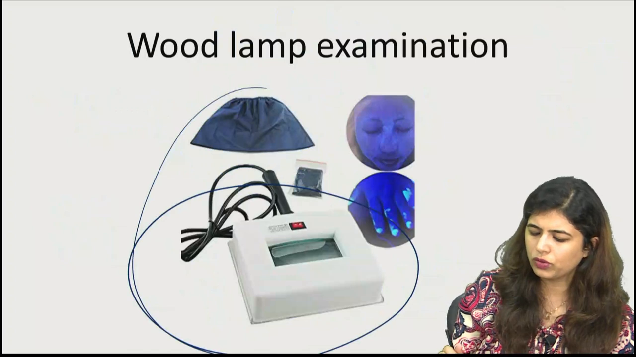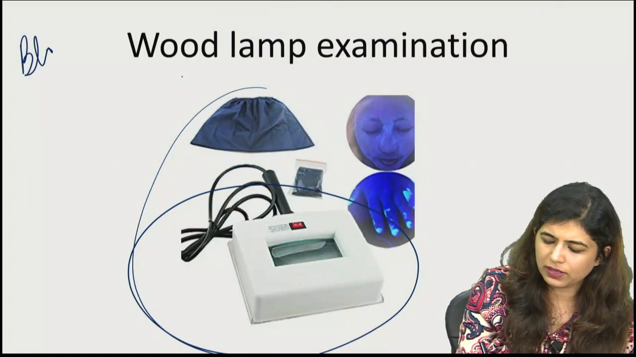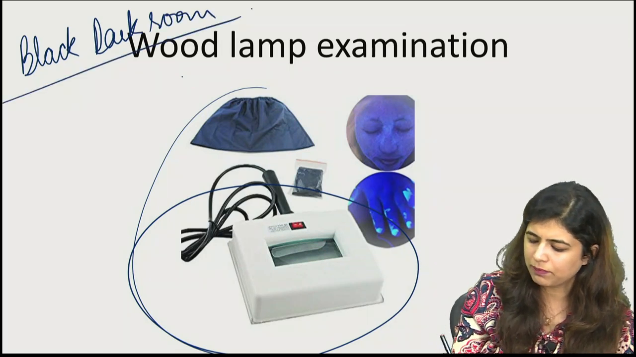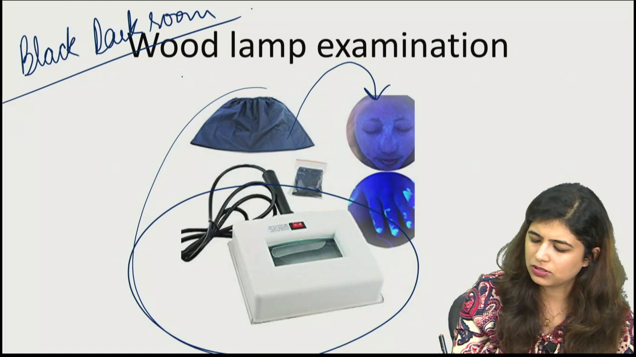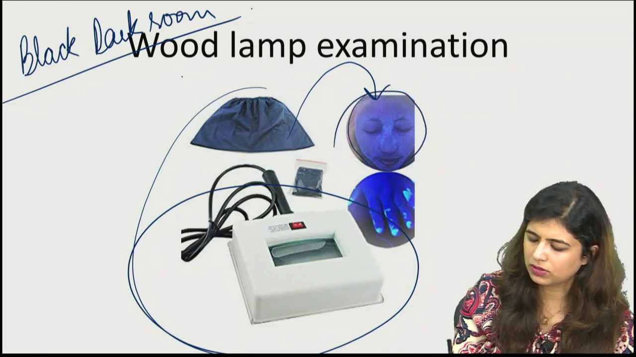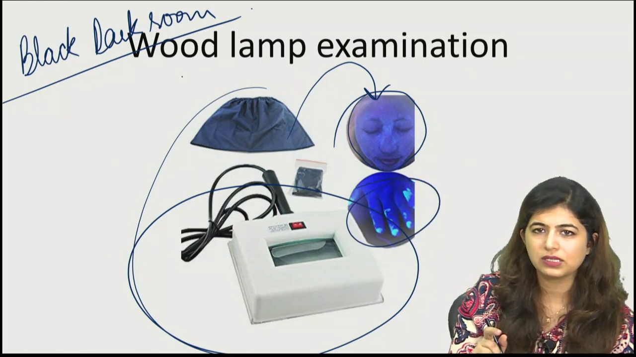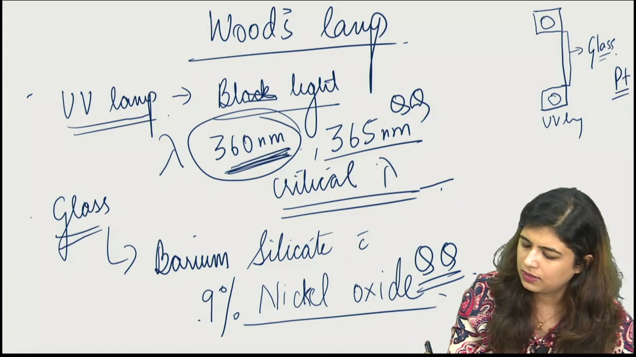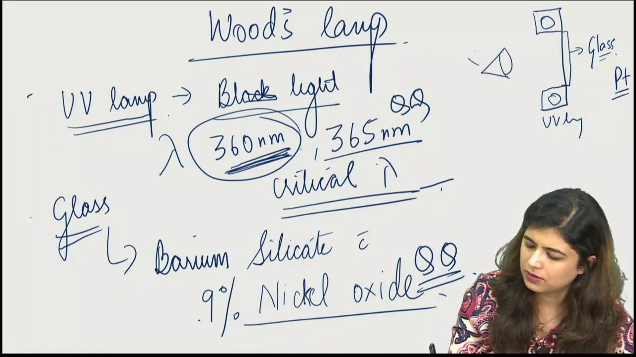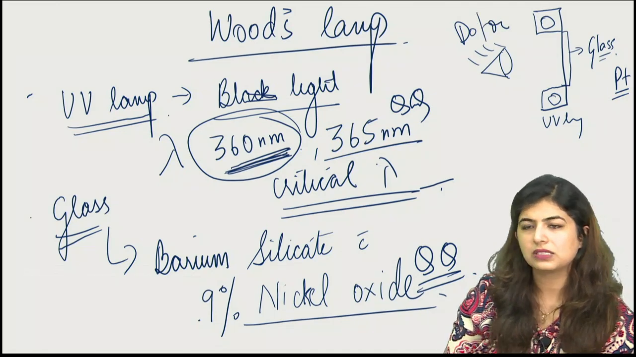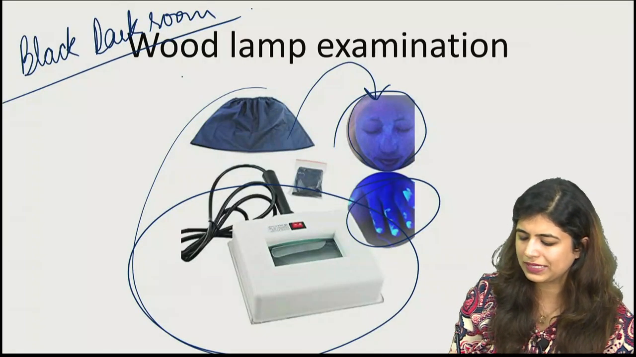And when we do Wood's lamp, we generally do it in a black, dark room where there are no windows. We switch on the Wood's lamp. The light falls on the patient, and through the glass we see this. So if there are any positive findings, that's how they look like. So if here is the patient and here is the doctor, that's how we do the Wood's lamp examination.